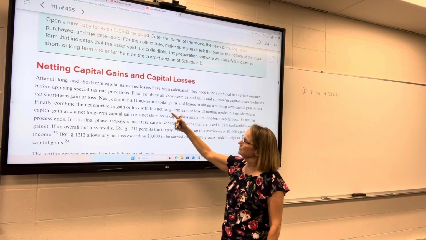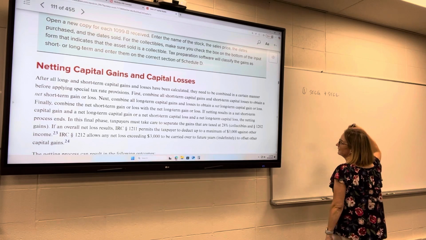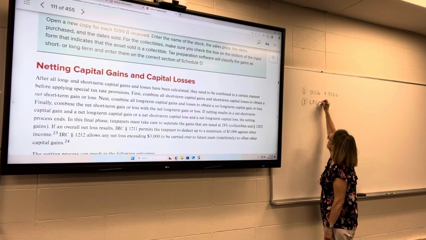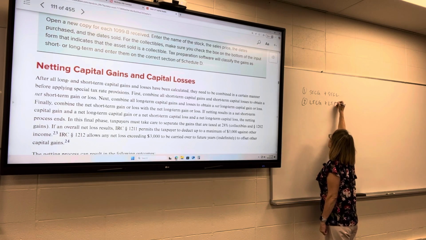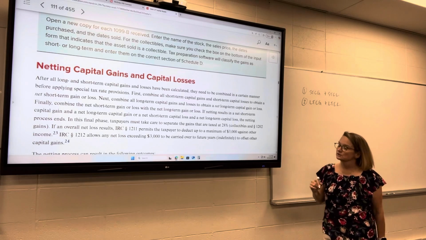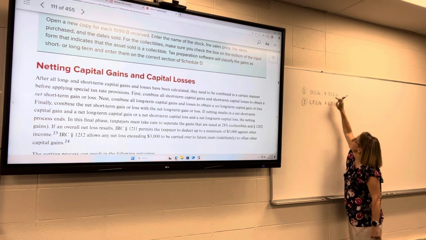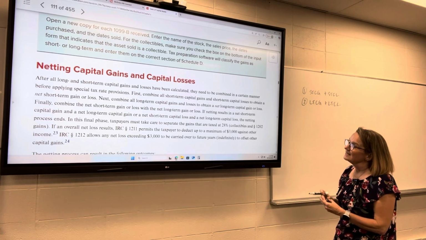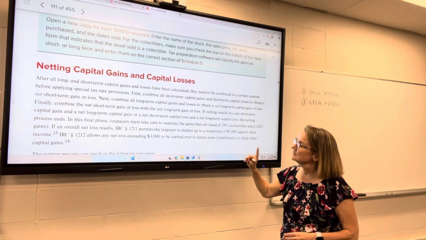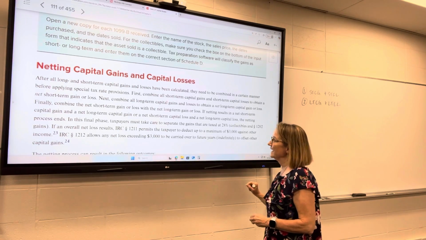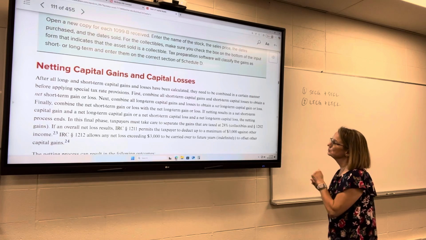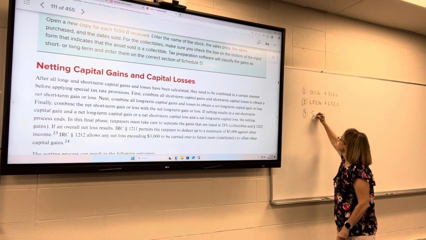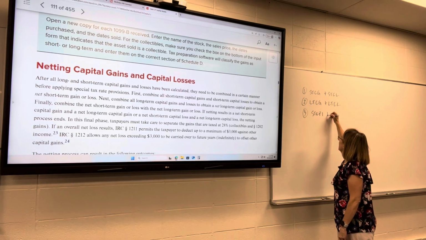The next thing we're going to do is combine all long-term capital gains and long-term capital losses. So we would get a result here if we had gains and losses, and we'd get a result here if we had gains and losses. So we're going to combine all of those. Then we're going to combine the short-term gain or loss with the long-term gain or loss. So step 3 is we're going to combine step 1 and step 2.